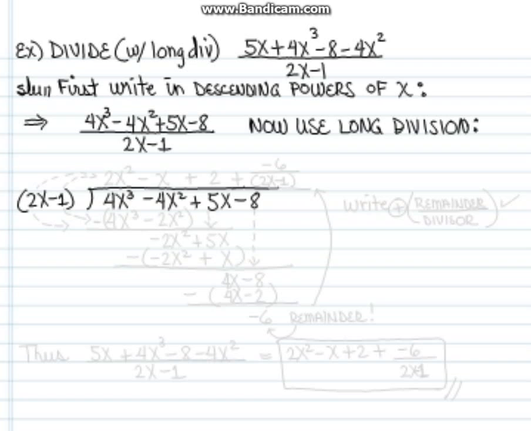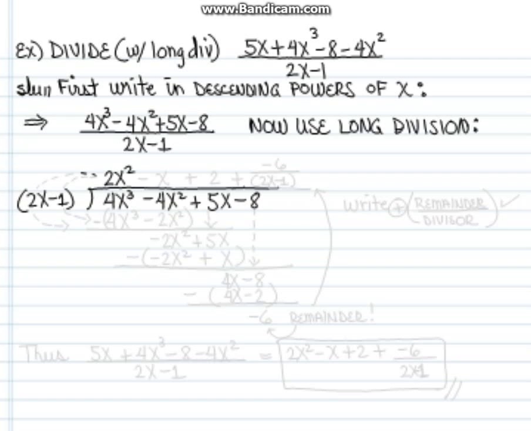Ask yourself, what do I have to multiply just the 2x that's in the front? Just the 2x. Don't even worry about the negative 1. What must I multiply 2x by to get the first term under the division symbol, the 4x cubed? What must I multiply the 2 by to get the 4? 2. What must I multiply the x by to get x to the third? X squared. So I'm going to multiply 2x squared times the 2x to get the 4x cubed.